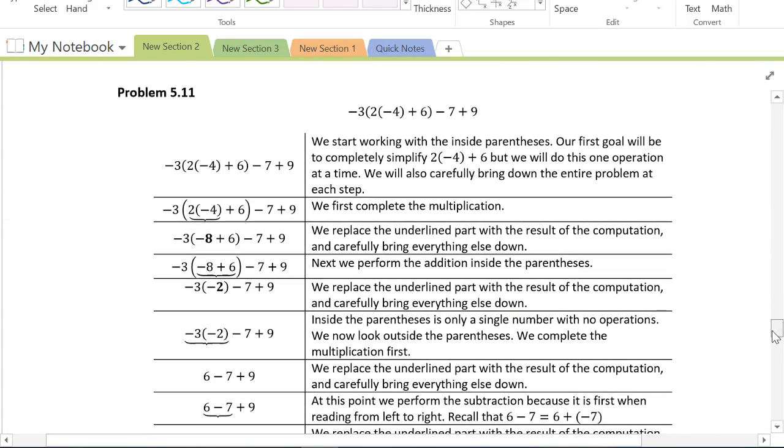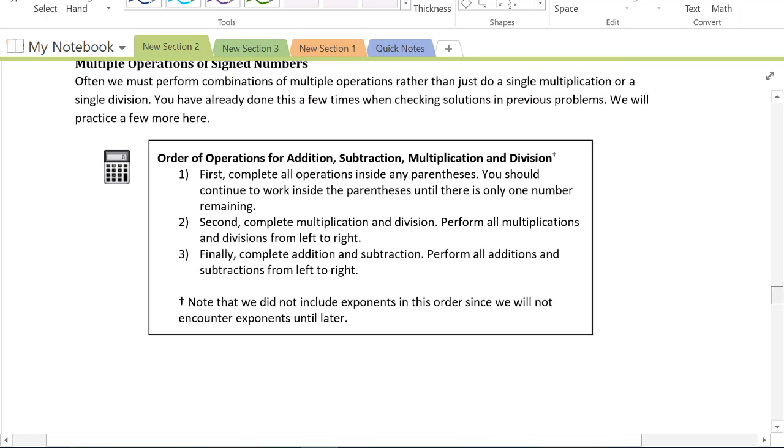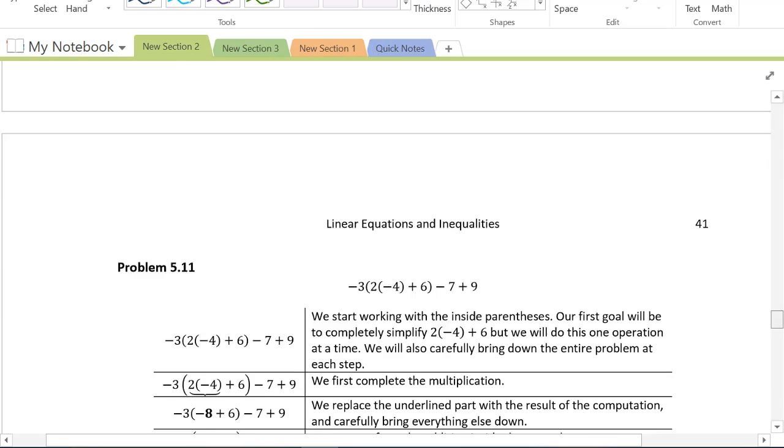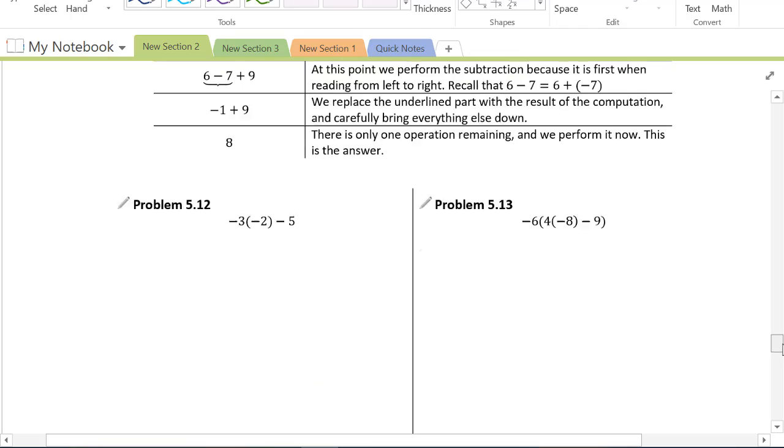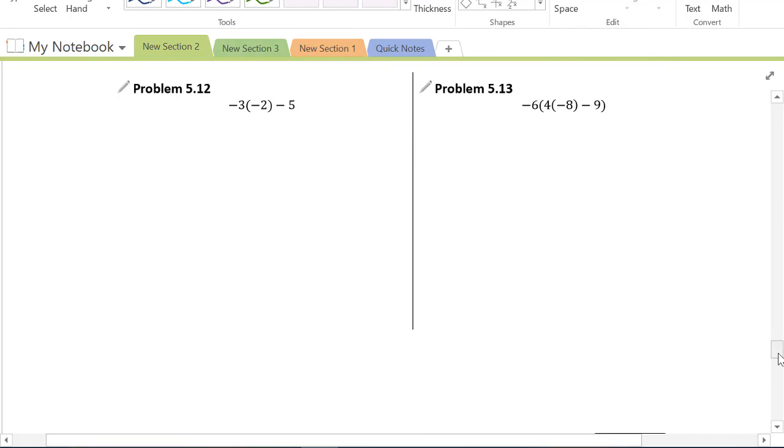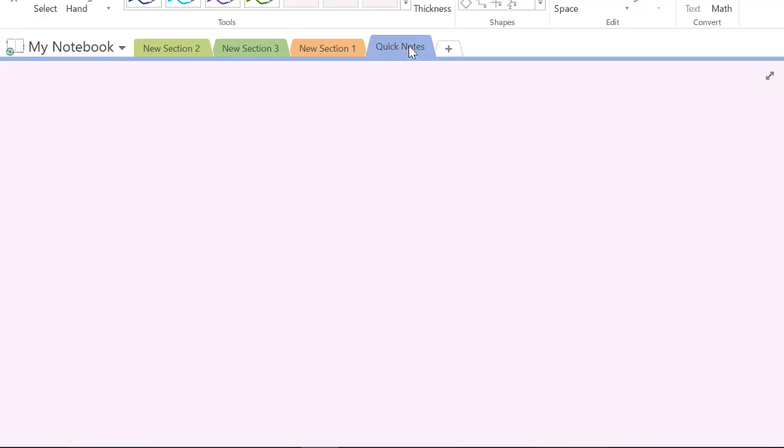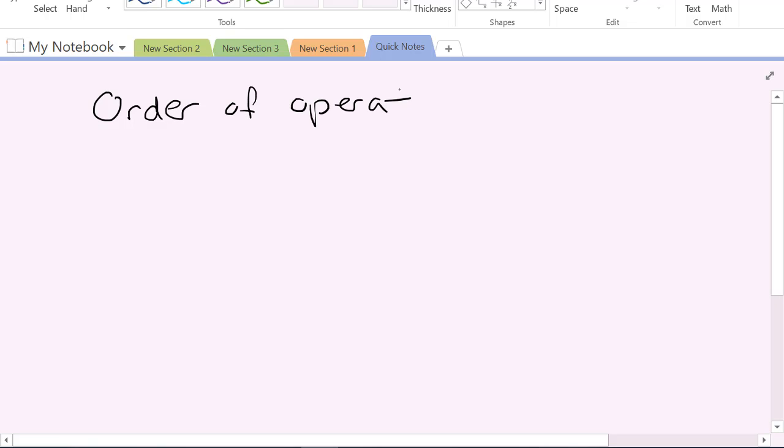Okay, so the next thing we're going to look at is order of operations. We'll talk about order of operations in a few minutes. If you remember, when we do order of operations, we need to follow PEMDAS. So let's write that down here. Whenever we do order of operations, we follow PEMDAS.